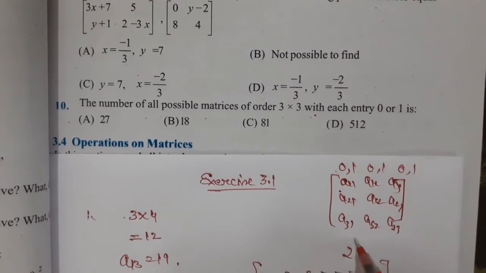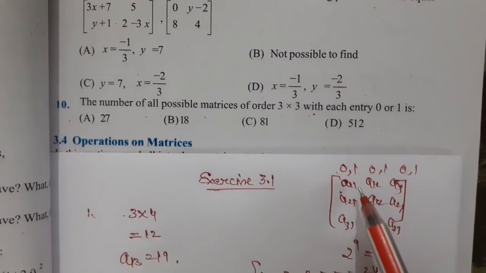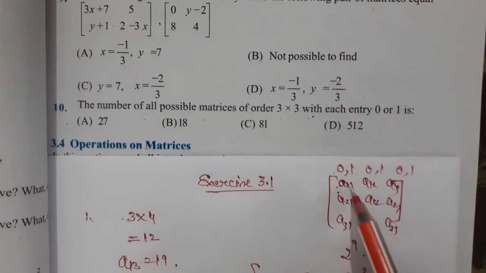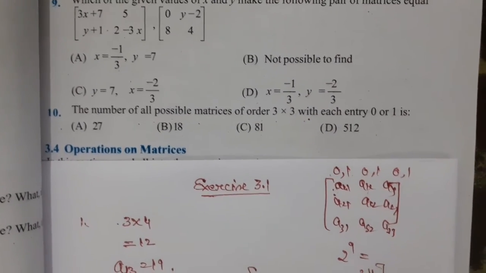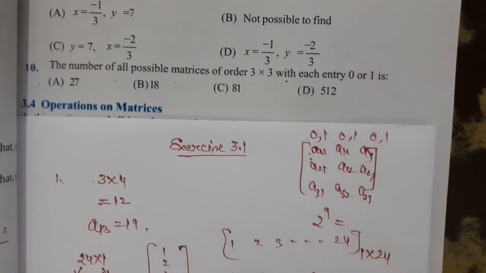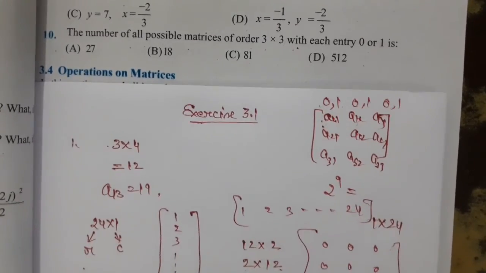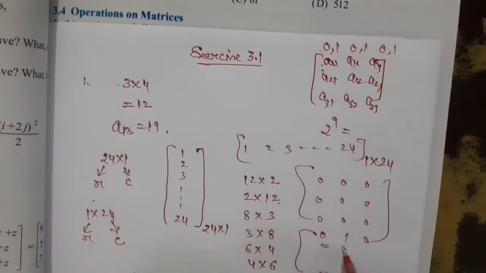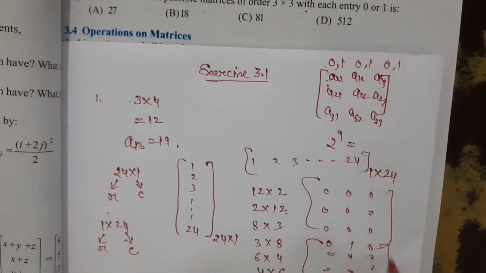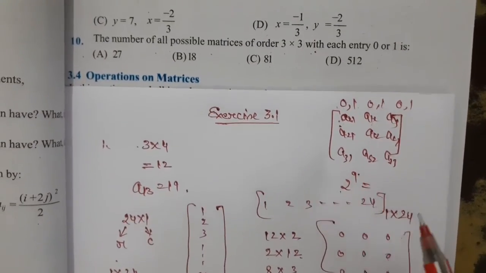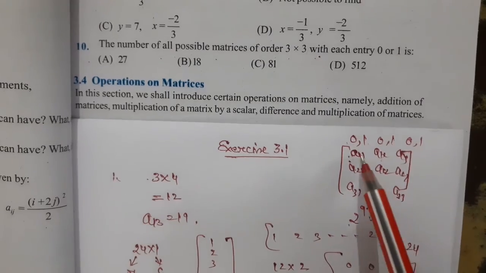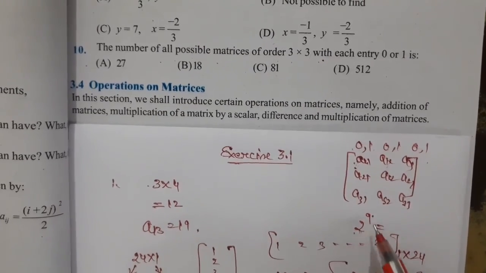Then 2 raised to 9. How can we write 2 raised to 9? Because any value we can put here is either 0 or 1. Similarly here, then any matrix you can find in this way. All the entries are 0. You will get another matrix, 0, 1, 0, 0, 0, 0, 0, 0, 0. Then how many such matrices are there? 2 raised to 9. Why are we taking 9 here? Because 9 elements are there. In this way we can arrange.